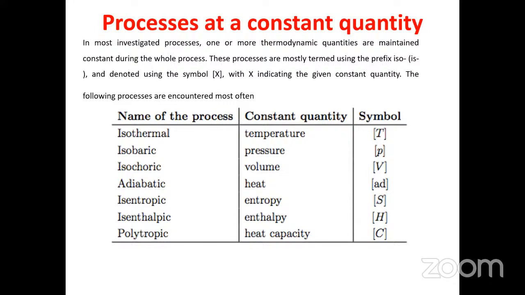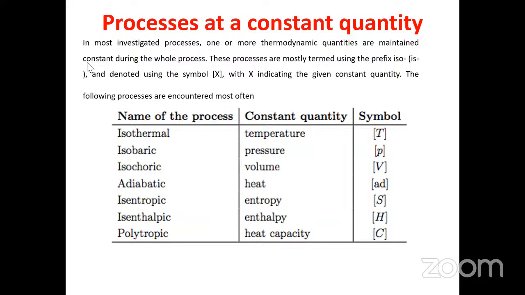So processes at constant quantity. I mentioned to you three types of processes. All the different processes, whether it's simple or multi-stage processes, they can be classed into three sets. I've just talked to you about reversible and irreversible. And then this is another one, processes at constant quantity. And then after this, I'll talk to you about cyclic processes.